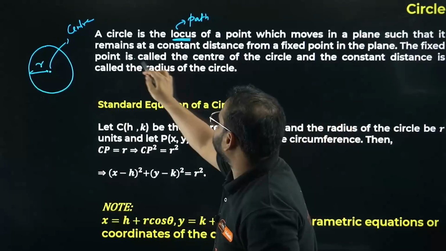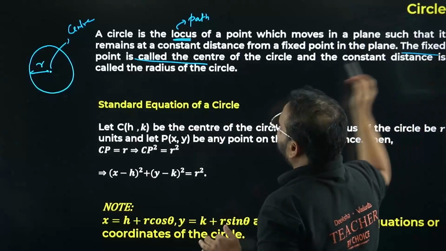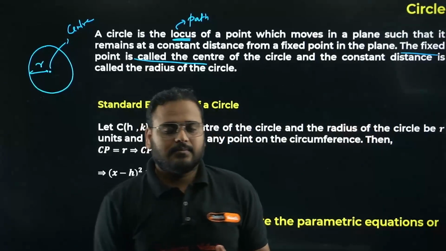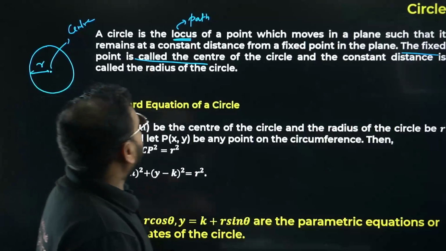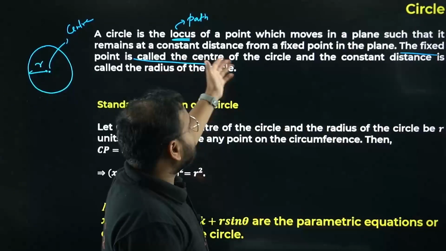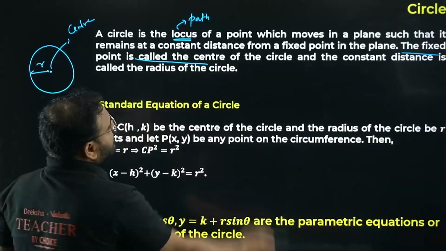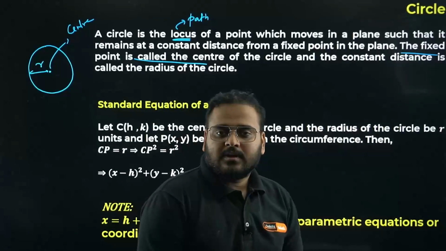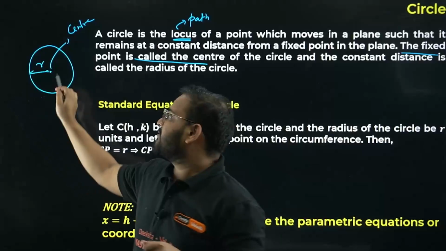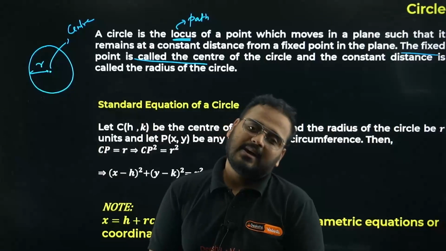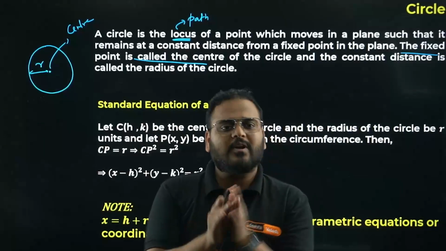Please check here. The fixed point is called the center, the path is called the circle, and the fixed distance is called the radius. Very clear. I hope all of you are clear with that.